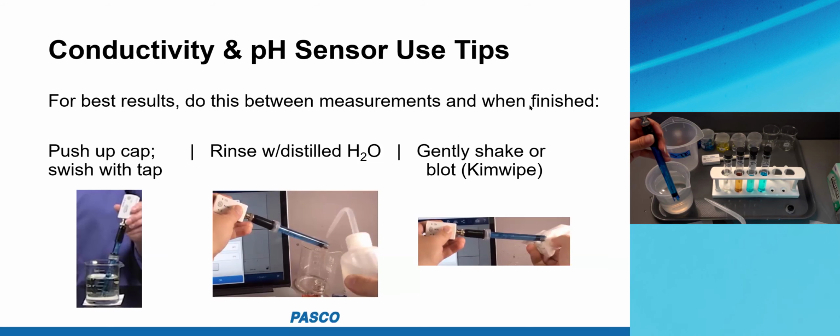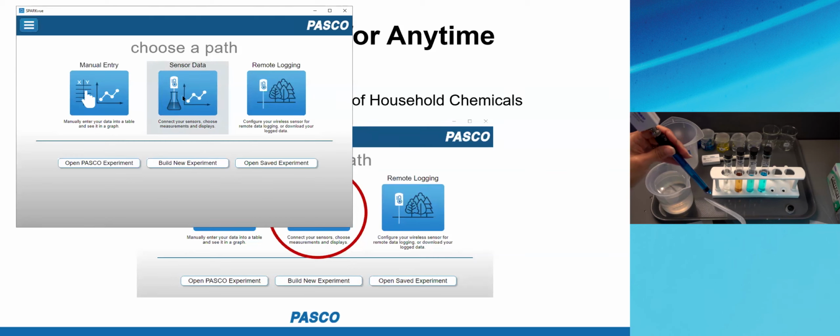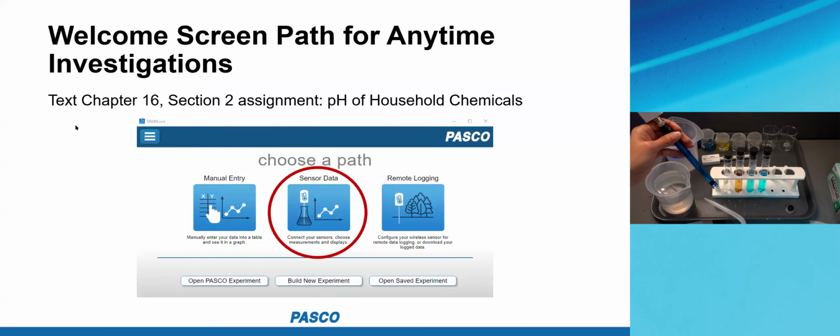So now here's a thing that you might be used to if you're used to using SPARKvue. You might be used to using the sensor data path. Now, that is a fine path to use. It doesn't work that well for essential chemistry labs, but if you want to just do a random test, or you're doing, there's this assignment in chapter 16, section 2 in the ebook, and it says students can design their own experiment where they figure out patterns in the pH of household chemicals. And this is an acid-base chapter assignment.